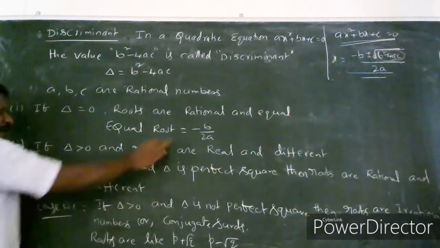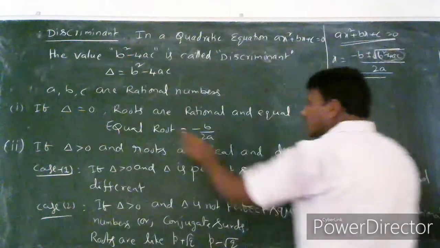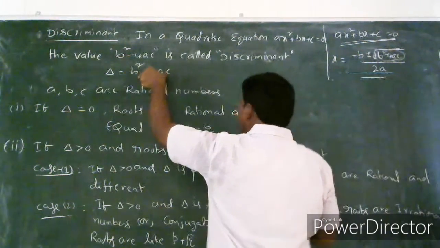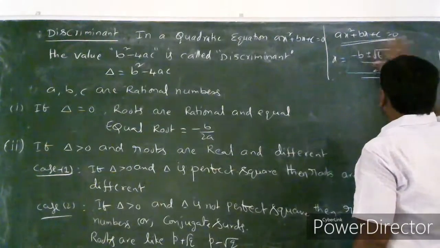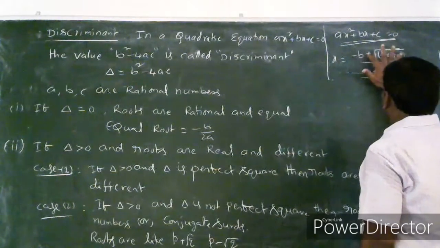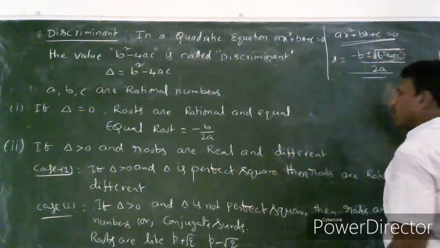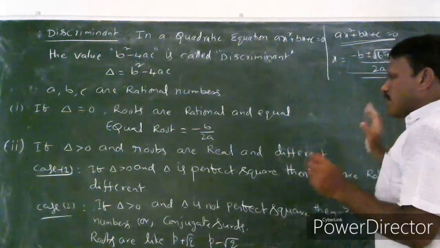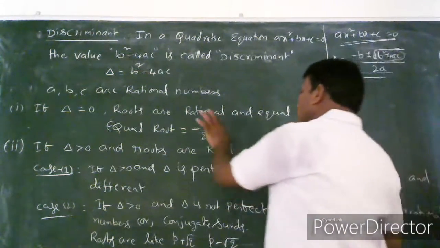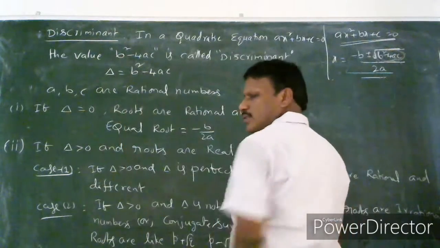How to get this? If delta is equal to 0, b square minus 4ac is equal to 0. You substitute it here, and this term is removed. We only have (minus b plus 0) by 2a, (minus b minus 0) by 2a, that is minus b by 2a. So both roots are minus b by 2a when delta is equal to 0.